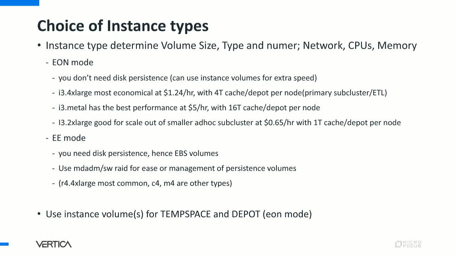If you are in EE mode, we don't use S3 as the layer of durability in EE. Your local volumes are where we persist the data. Hence, you do need an EBS volume in EE mode in order to make sure that the instance or the deployment is manageable. You might have to use some sort of a software RAID array over the EBS volumes. The most common instance types we see in EE mode are the R4 4x, the C4, or the M4 instance types. And of course, for temp space and depot, we always recommend instance volumes. They're just much faster.